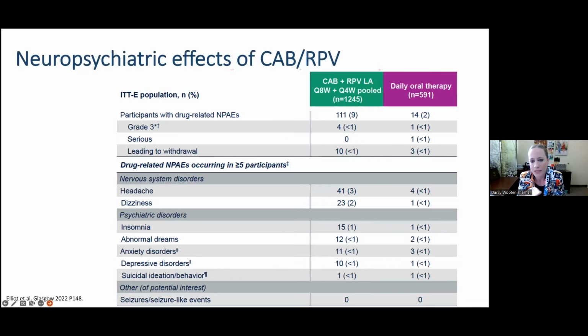And those were patients who were continuing their therapy, so unlikely to necessarily develop new side effects on a regimen that they were already on. Things like headache and dizziness were classified as nervous system disorders, and those weren't all that common, 3%, 2%. And then similarly, the psychiatric disorder side effects, insomnia, abnormal dreams, et cetera, were low in both of the groups. So overall reassuring, although slightly higher in the cabotegravir/rilpivirine arm.